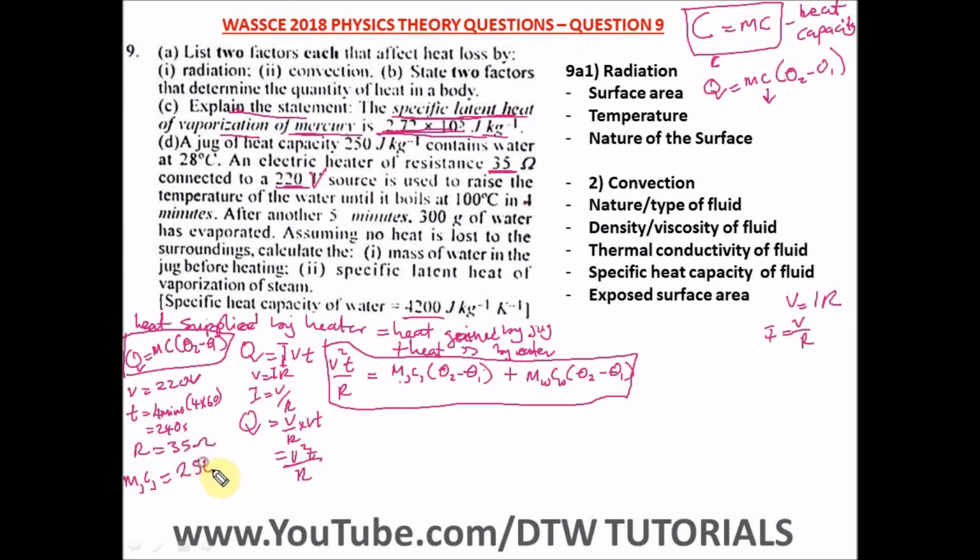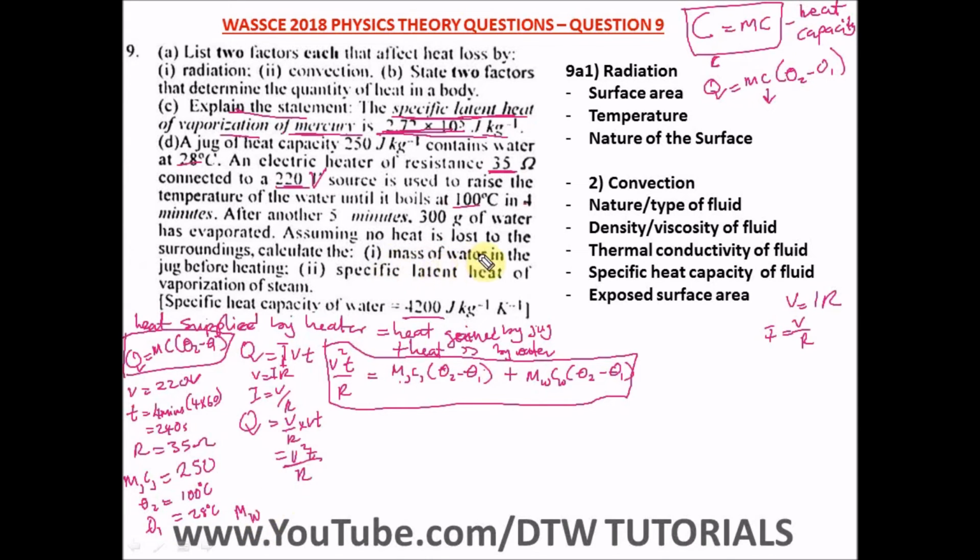250. Our θ2 is definitely 100, and our θ1, say a jug of heat capacity, contains water at 28 degrees Celsius. So θ1 is equal to 28 degrees Celsius. All right, so from here also our MW, that is what we're looking for.